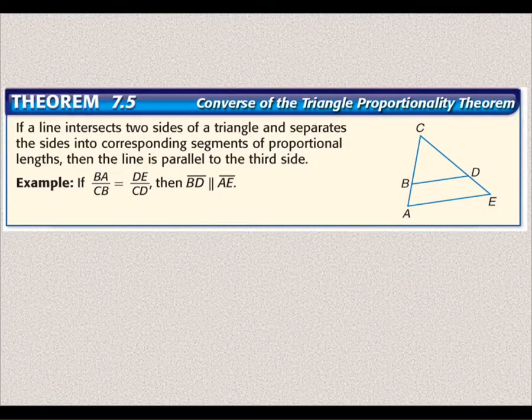All right, the next one is just the converse of that theorem. It's just flipping the if and the then. So if it separates it into proportional parts, if you can write BA over CB is equal to DE over CD, then you can show those lines are parallel. Just the converse of that theorem. If they're proportional, then those lines are parallel. The one we said before said if they're parallel, then those parts are proportional.